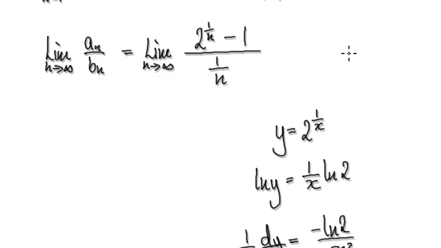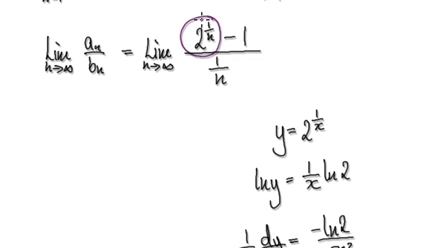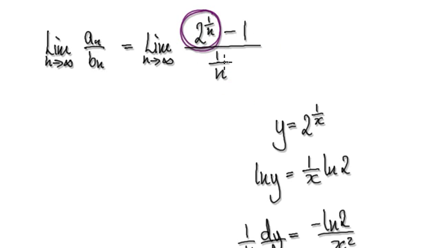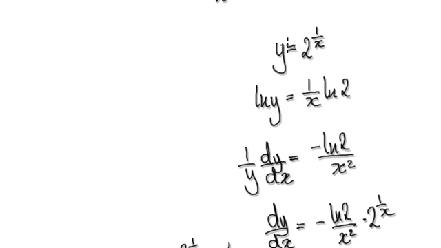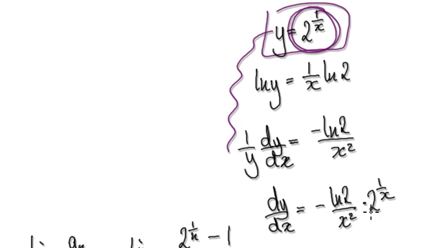0 over 0 is an indeterminate form, so we will need to use L'Hopital's rule, meaning we have to differentiate the top, differentiate the bottom. So you should know how to differentiate this by now. We've done this in the past. So if you differentiate it, it will then give you this thing here.